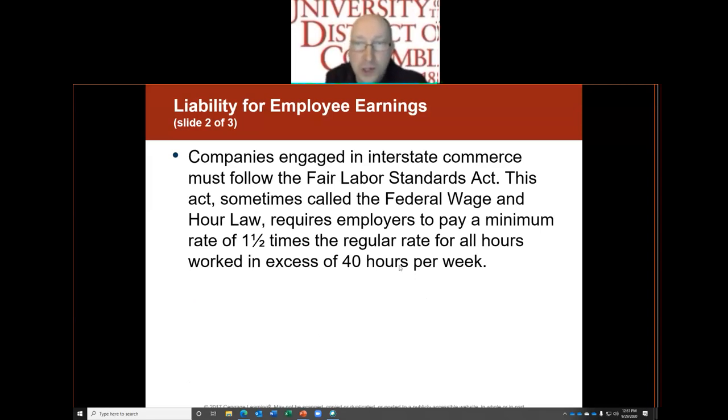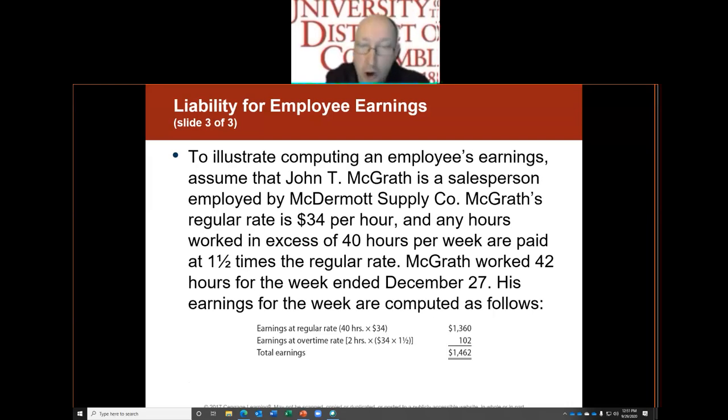And of course, employment must follow the Fair Labor Standards Act, which includes federal minimum wage and hour laws. This requires that for every hour an employee works over 40 hours, they earn what's called time and a half, also known as overtime pay.